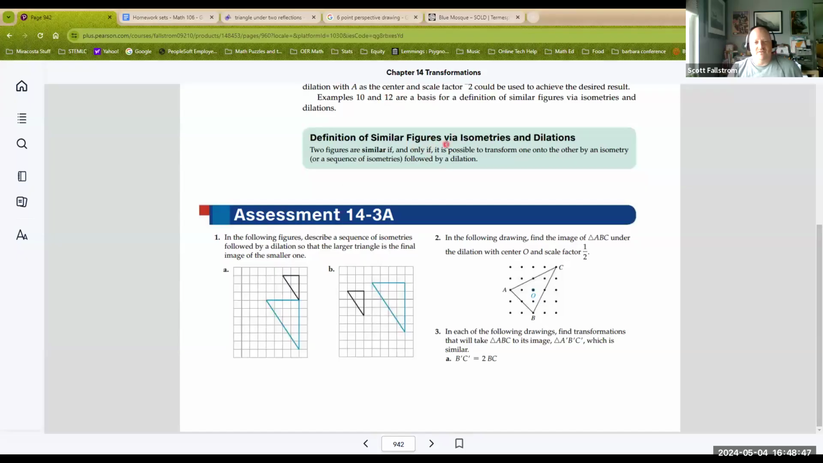And here's the definition of similar figures. If I can create a sequence of isometries and one dilation, then the two figures are similar. And that's where this one ends. It's one of the shorter sections, so I guess we end with that shorter piece.